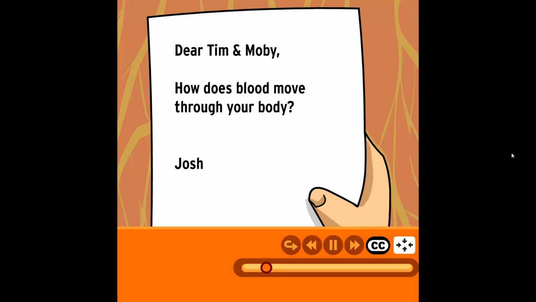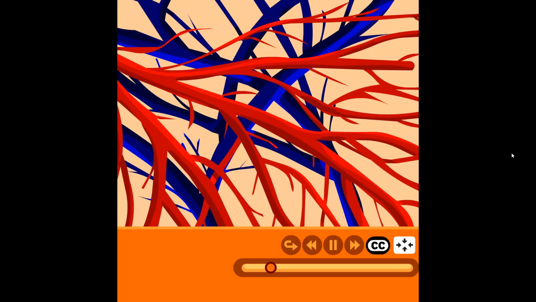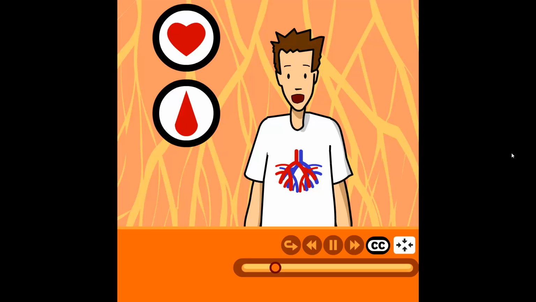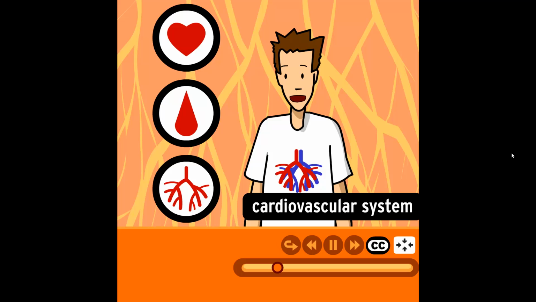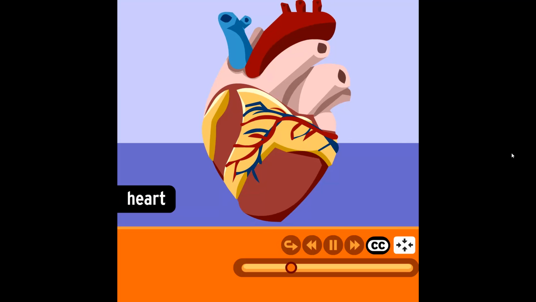From Josh. Blood circulates through your body in a network of blood vessels. This network is miles and miles long. Your heart, blood, and blood vessels make up your cardiovascular system, also known as your circulatory system. The cardiovascular system is responsible for a cycle that moves blood from the heart to every part of your body and back again. At the center of your cardiovascular system is your heart.